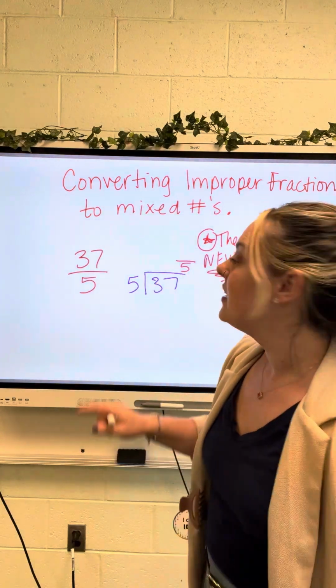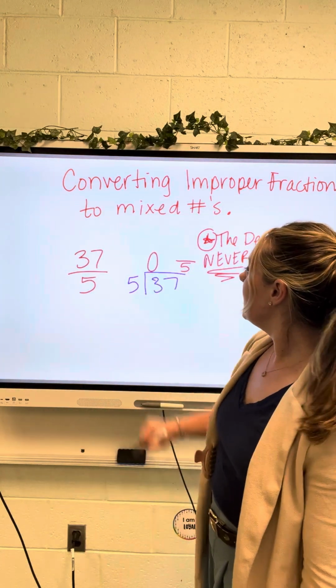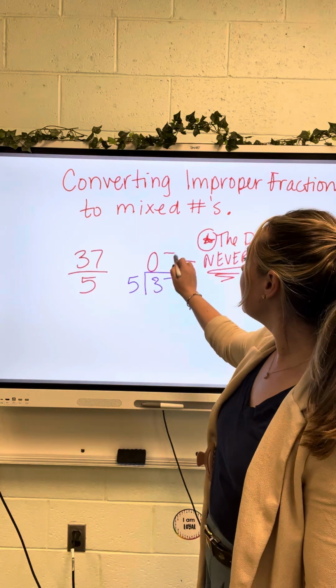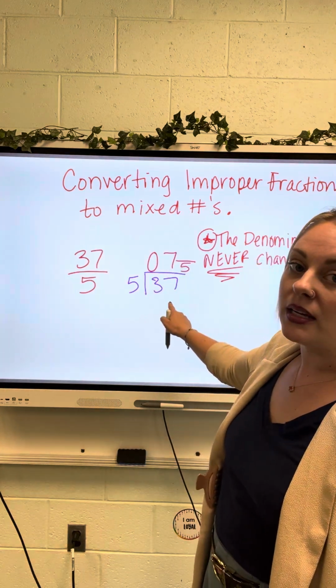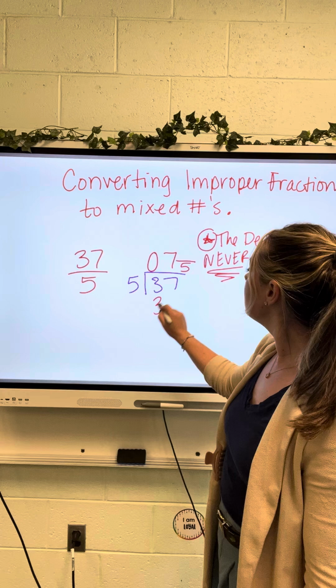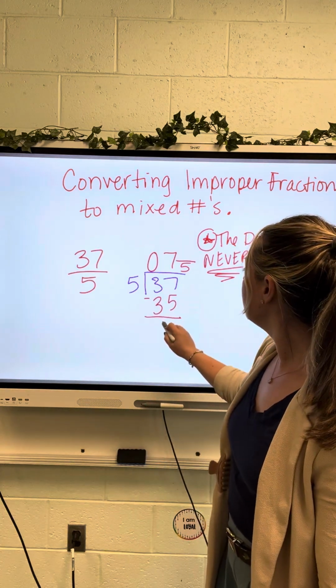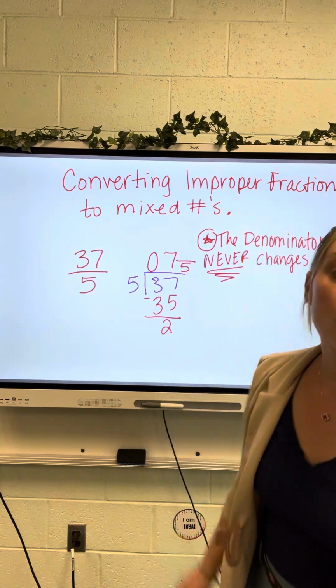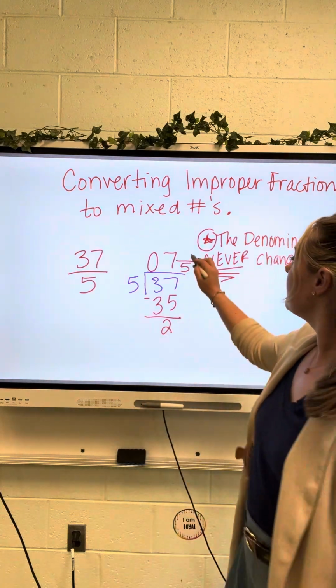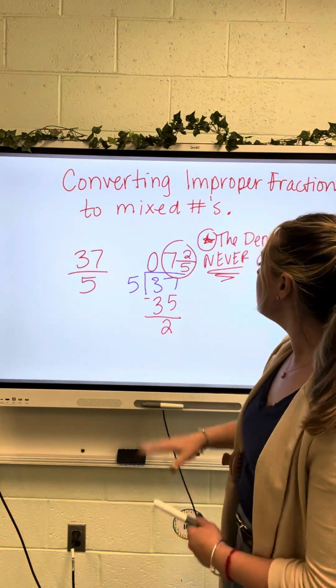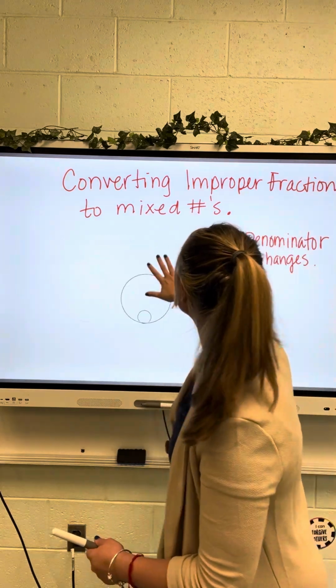So here we go. 5 can't go into 3, okay? 5 times 7 gets you close to 37, okay? 5 times 7 is 35. When you subtract that, you're left with 2. There's only one spot for that 2 to go. That way there is no confusion. Let's do one more practice problem.